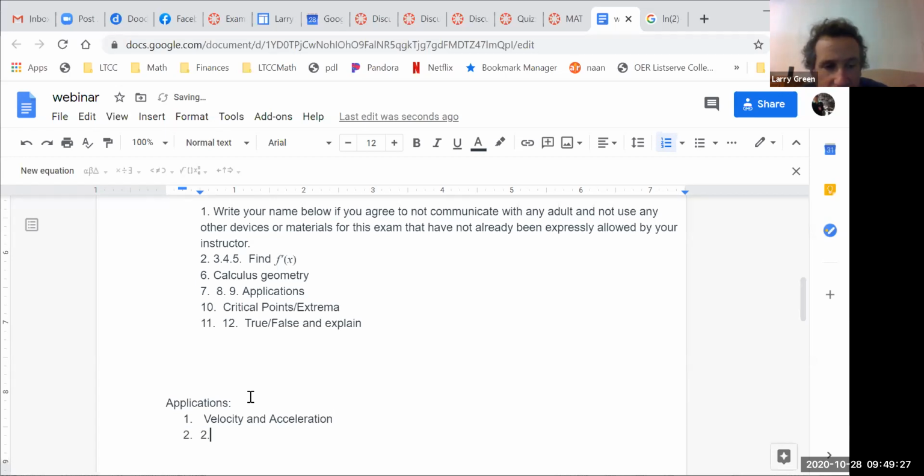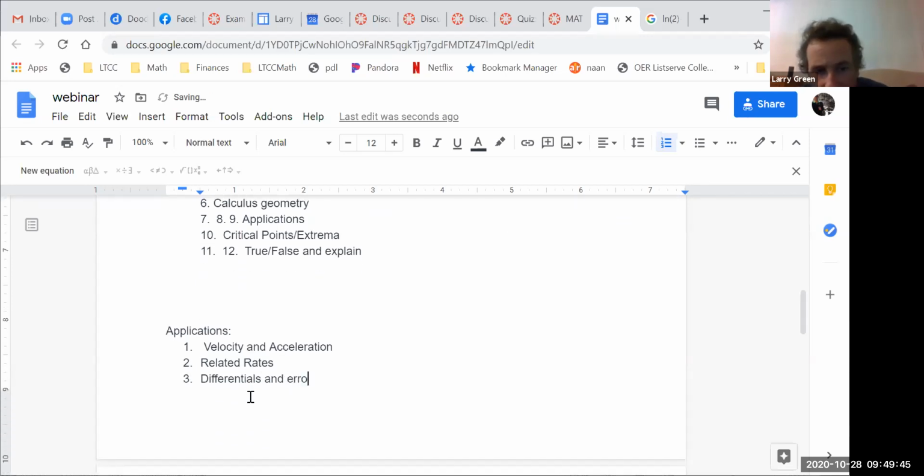And the second one was related rates. And the third one was differentials and error. Okay, and when I say error, I mean also percent error. Does that help? Okay, and when I say velocity, acceleration, let me write down some more, and other rates of change.